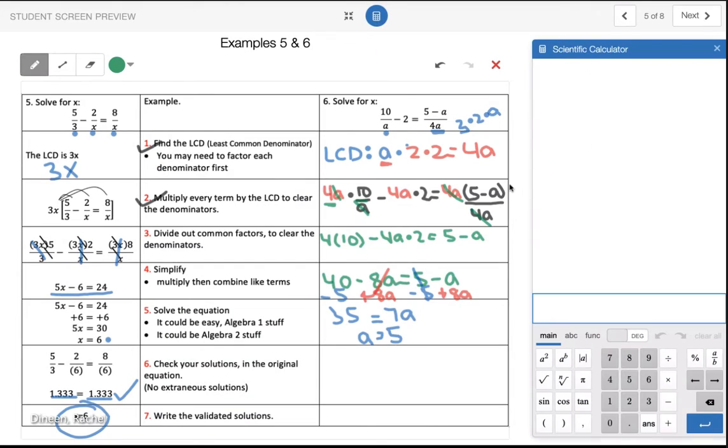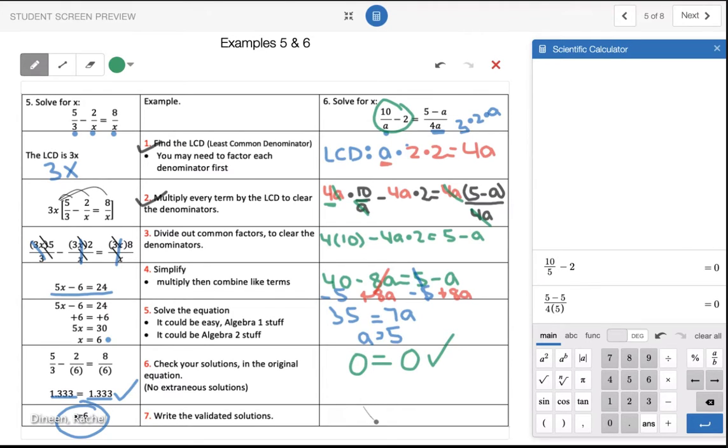All right, so I'm going to check my answer by substituting in 5 for a on the left. So when I substitute in 5 for a, I get 0. Then I'm going to substitute in 5 for a on the right. So 5 minus 5 divided by 4 times 5, and I get 0. So 0 equals 0. That checks. Whoops, that's not x, it's a. So a equals 5. And that's our final answer.